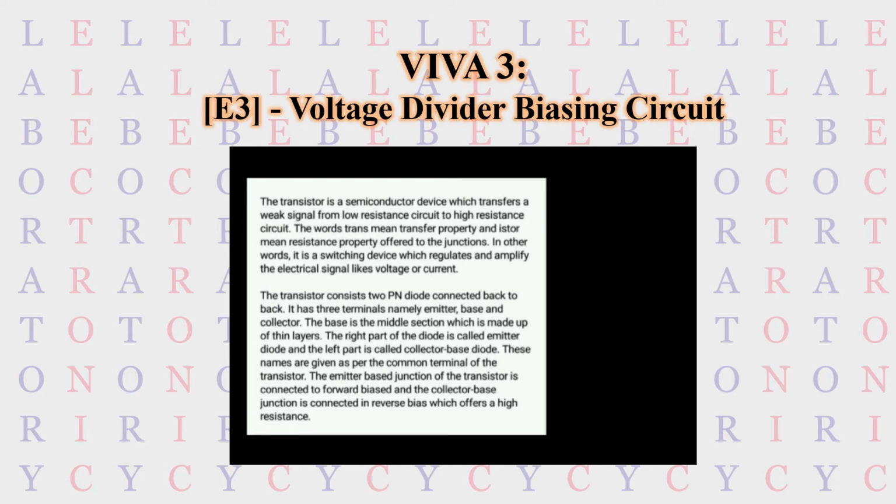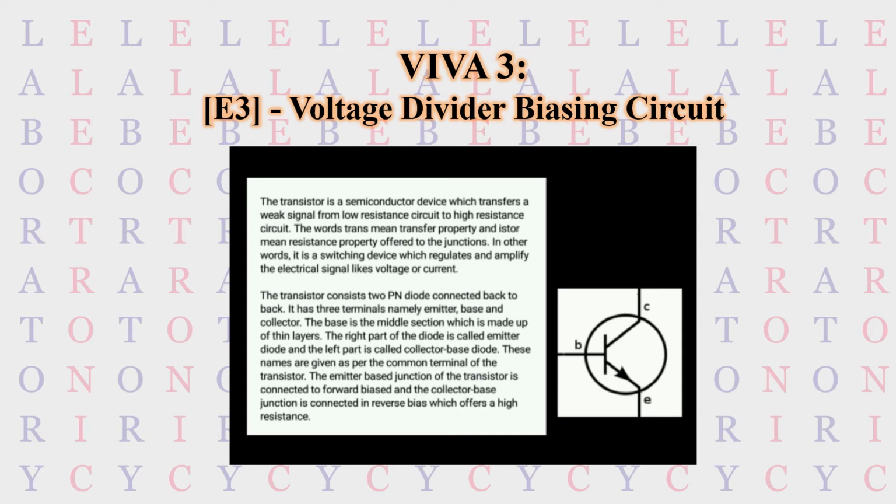What is a transistor? A transistor is a semiconductor device which transfers a weak signal from a low resistance circuit to a high resistance circuit. The words mean transfer property and resistor mean resistance property offered to the junction. In other words, it is a switching device which regulates and amplifies electrical signals like voltage or current.